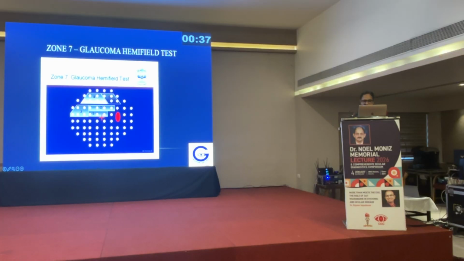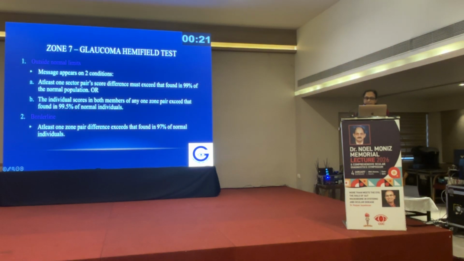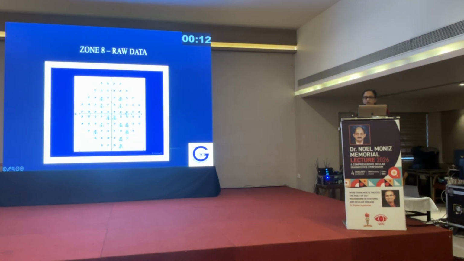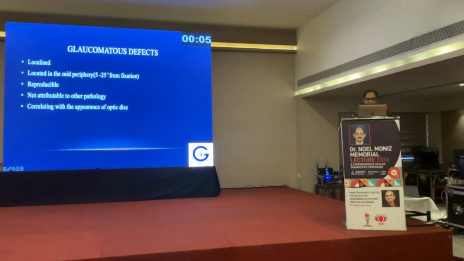Glaucoma hemifield test: a cluster of 5 zones in the superior hemifield is compared with the mirror image zones in the lower hemifield, and the machine will analyze and give the interpretation as outside normal limits, borderline, general reduction of sensitivity, abnormally high sensitivity, and within normal limits. Zone 8 is the raw data for us to look at the actual threshold sensitivity of that particular patient.